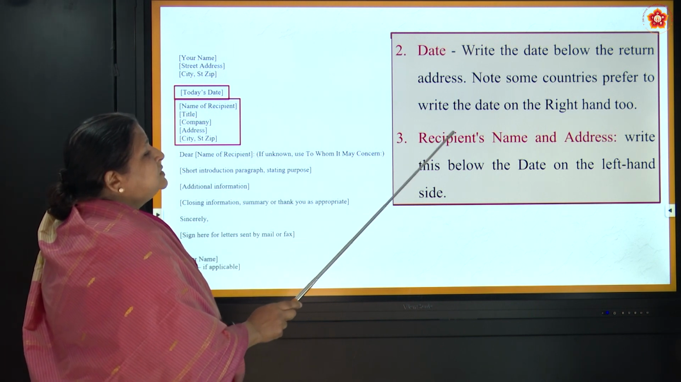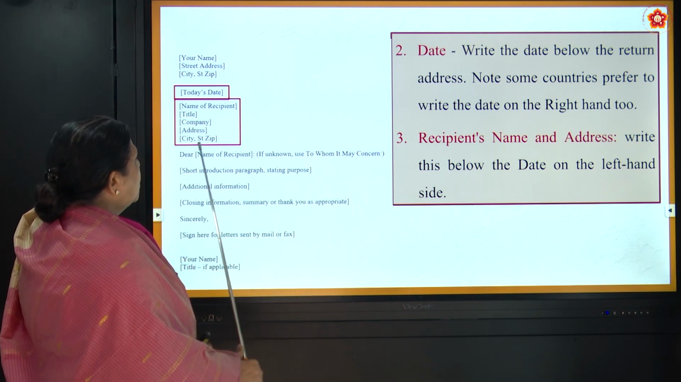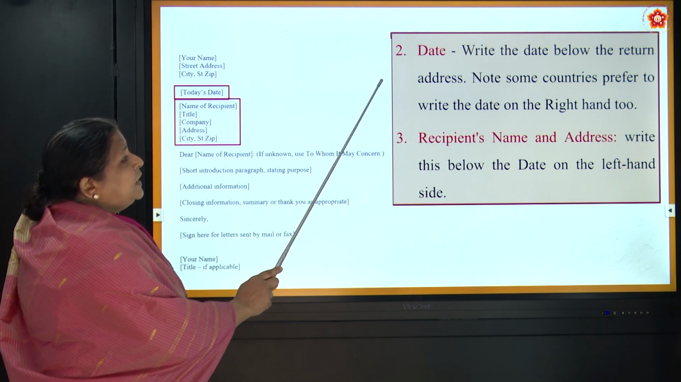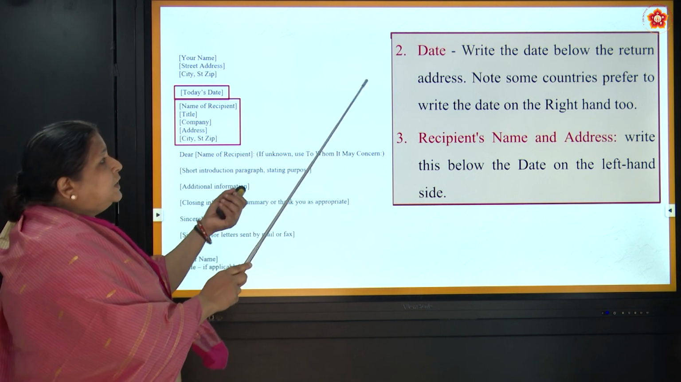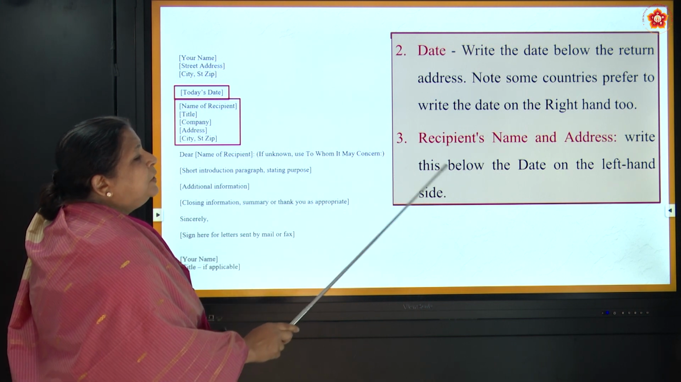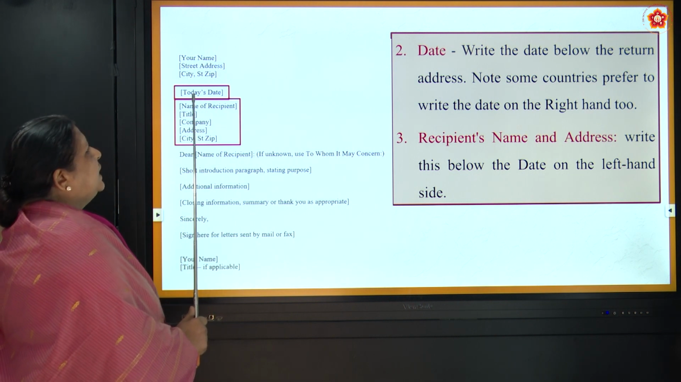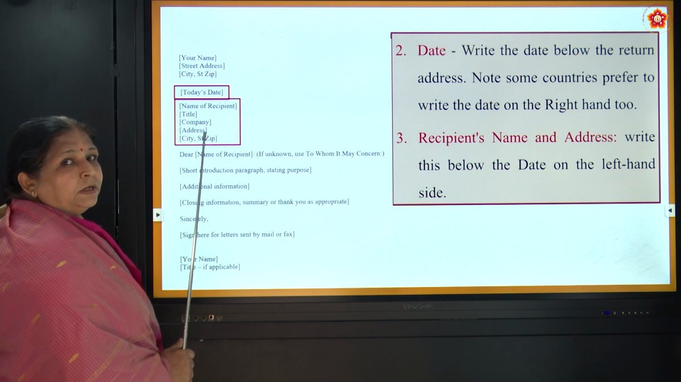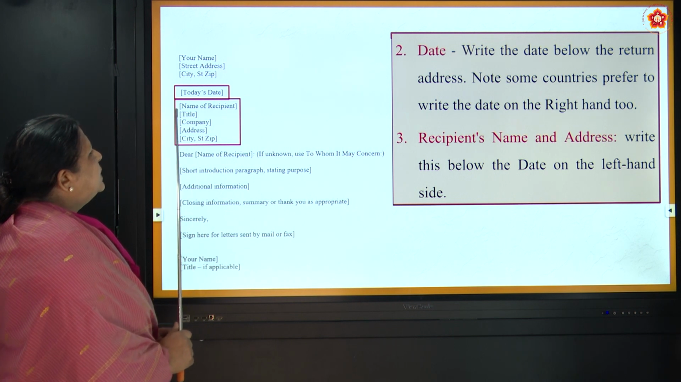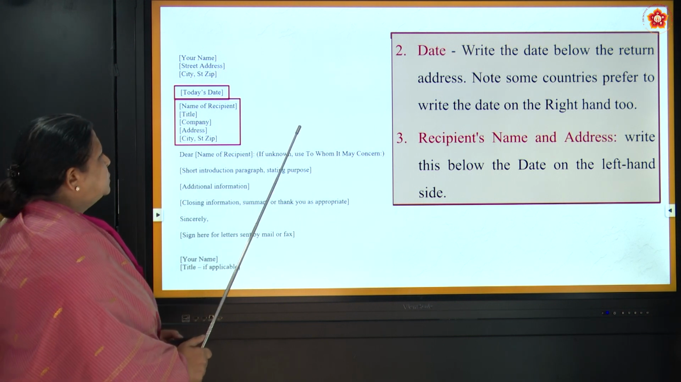Then the recipient's name and address. Write this below the date on the left hand side. Suppose some countries, as we said, write the date on the right; still, write the recipient who is going to receive your letter, his name, designation and everything here. Below the date you have to write completely. Don't forget to write the title, that is very important: name of the recipient, title, company, the address, the city and the zip code.